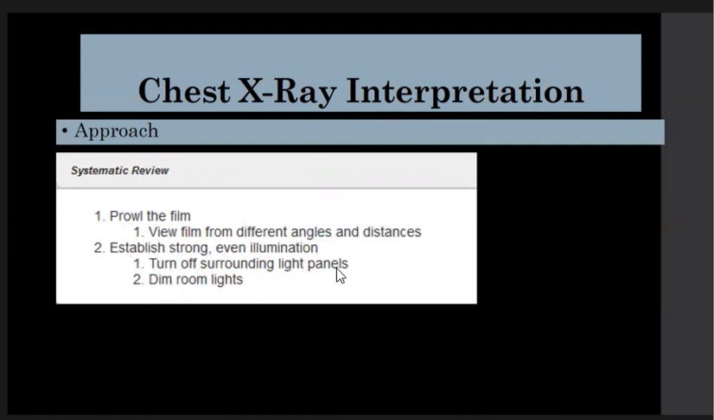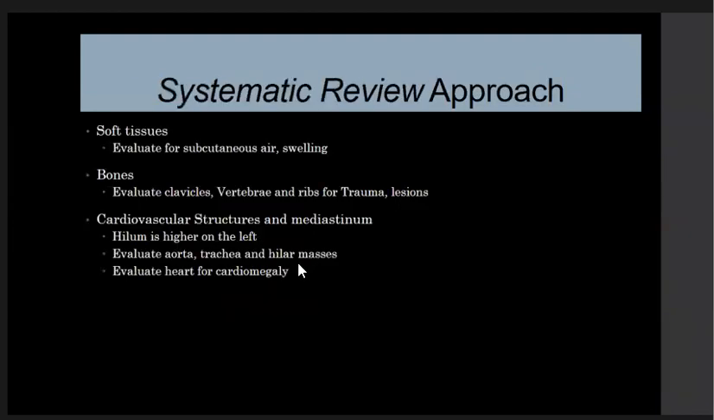Turn off the surrounding light, and also you can dim the room light. Soft systematic review. Soft tissue: you should look for the soft tissue for subcutaneous air, swelling or masses. We should look for the bones, clavicles, shoulder girdle, ribs and spine, if there is any trauma, masses or lesions. We should look also for the cardiovascular structures, the mediastinum, and the hilar abnormalities. Evaluate the aorta, trachea, and any hilar masses or discrepancy in density, and look at the heart for cardiomegaly or any mass lesion.